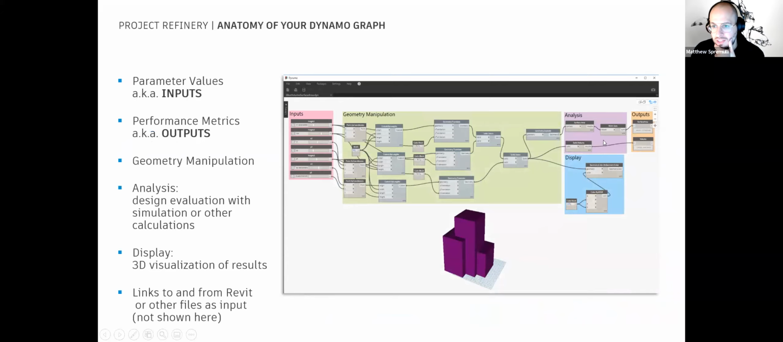Usually the analysis, this is where those formulas come into play, like how to calculate daylight or how to calculate something else. And then the output is just a final number, just a quantity. It has to be a number so that Refinery knows if it needs to maximize or minimize a value.